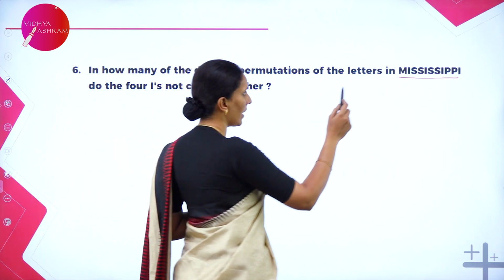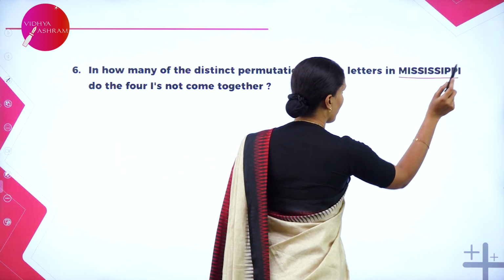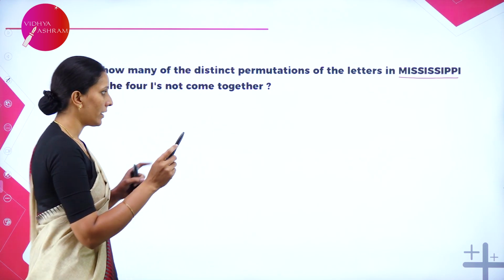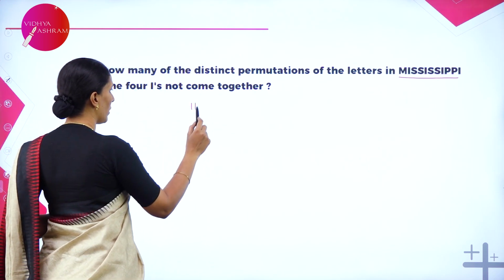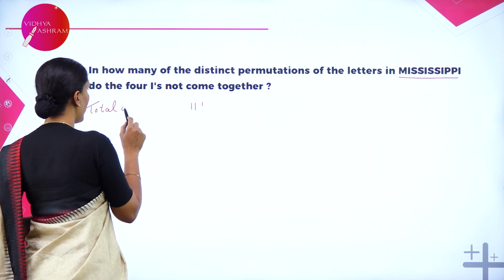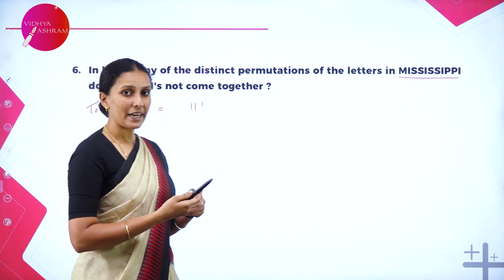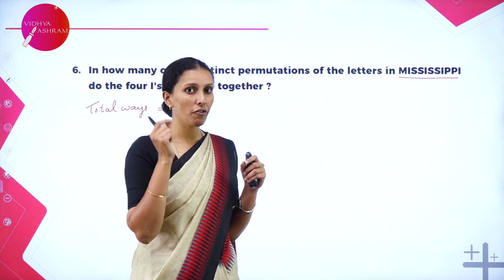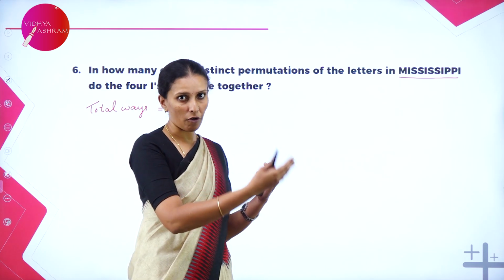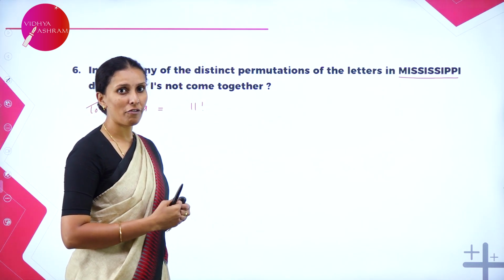How many letters are there in this word? 1, 2, 3, 4, 5, 6, 7, 8, 9, 10, 11. So that means the arrangement can be done in 11 factorial. So first we will calculate the total number of ways, that is 11 factorial. We have studied in the previous session that if any one of the objects is repeated a certain number of times, we will divide the total factorial by the factorial of the given number of repetitions.